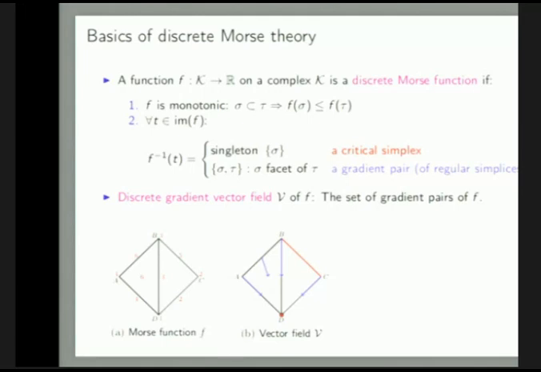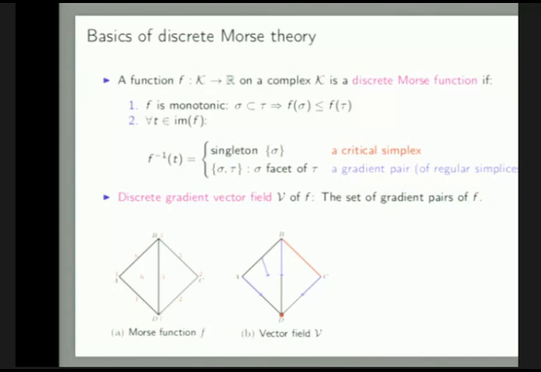Function value is 4, and the function value here is 6, so it's satisfied. And this is true for all the simplices for this example. The second condition that is satisfied is that for all t in the range of f, the pre-image is either a singleton, in which case it's a critical simplex, or it's a pair, such that one is a facet of the other, in which case you say it's a gradient pair of regular simplices.